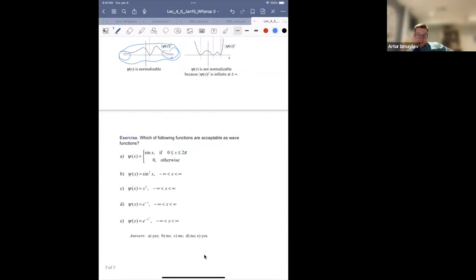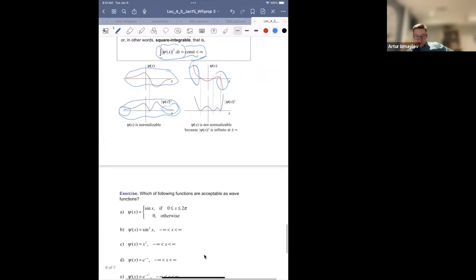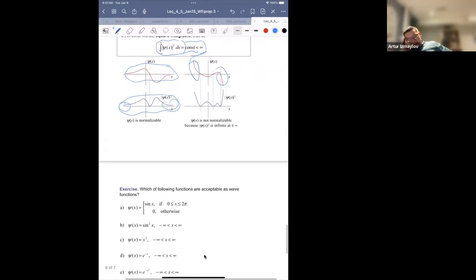And here are some examples. I will hide the answers, and considering that we're running out of time a little bit, you could do it at home. How do you do this type of exercise? Well, you check which of the following functions are acceptable as wave functions. And this is something that we'll be doing in homeworks and exams.